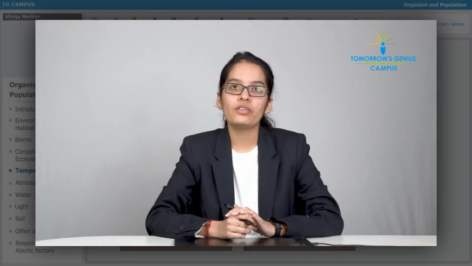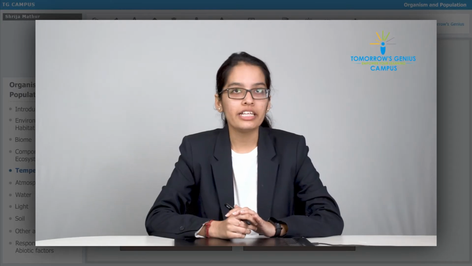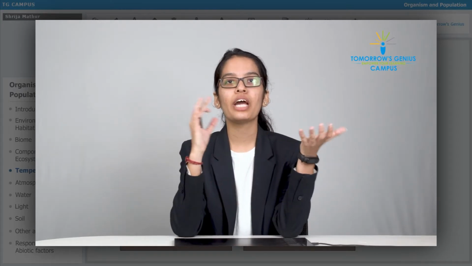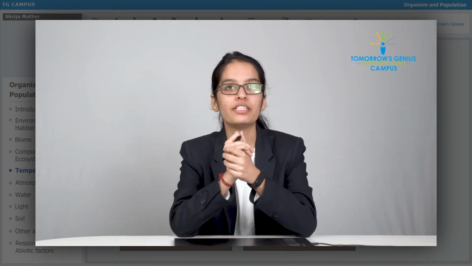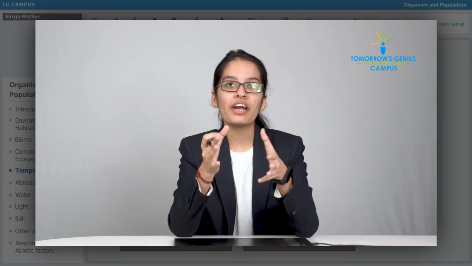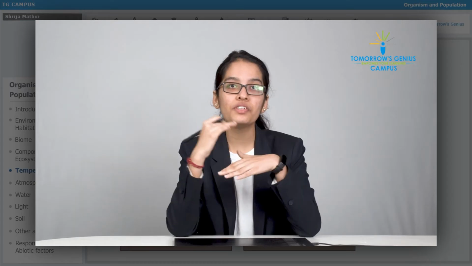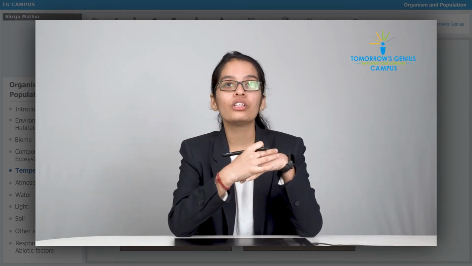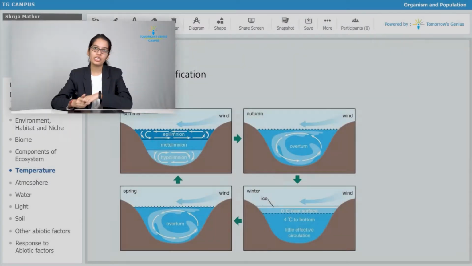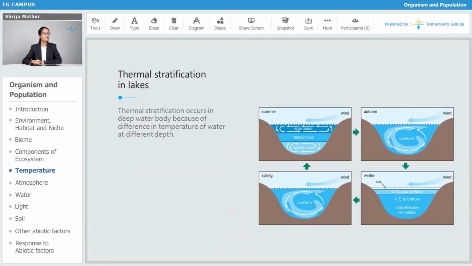Now let's talk about the thermal stratification in the lakes. Stratification means we are dividing the areas into different zones or different levels. So when we talk about thermal stratification, we are referring to division of different zones, different levels on the basis of the temperature. On this basis, thermal stratification occurs in deep water bodies because of difference in the temperature of the water at different depths.